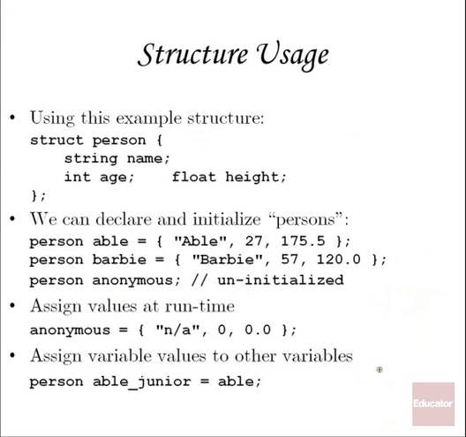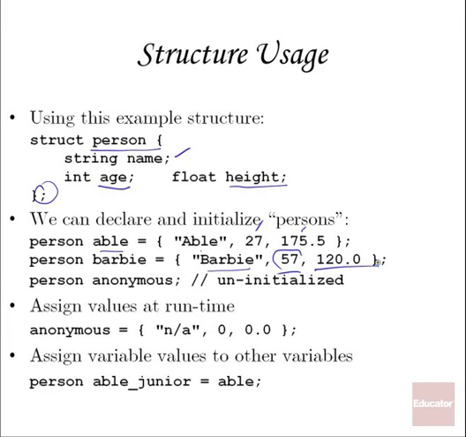Now, we're going to use some of these structures. We're going to have this example for a person who has a name, an age, and a height. So we'll have Abel. Again, don't forget that semicolon. We have Abel, who is declared to be, his age is 27. He's 175.5 centimeters, feet, what have you. Feet, that's pretty tall. Barbie, who is 57, oh yes, Barbie doll is 57, that's true.